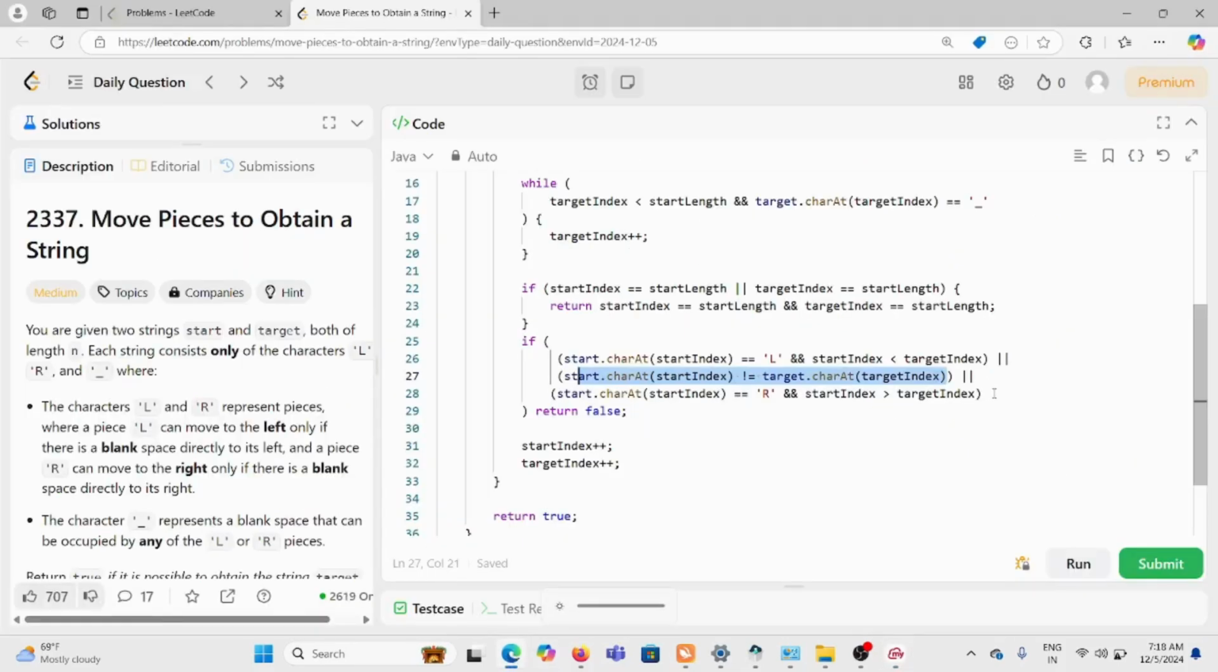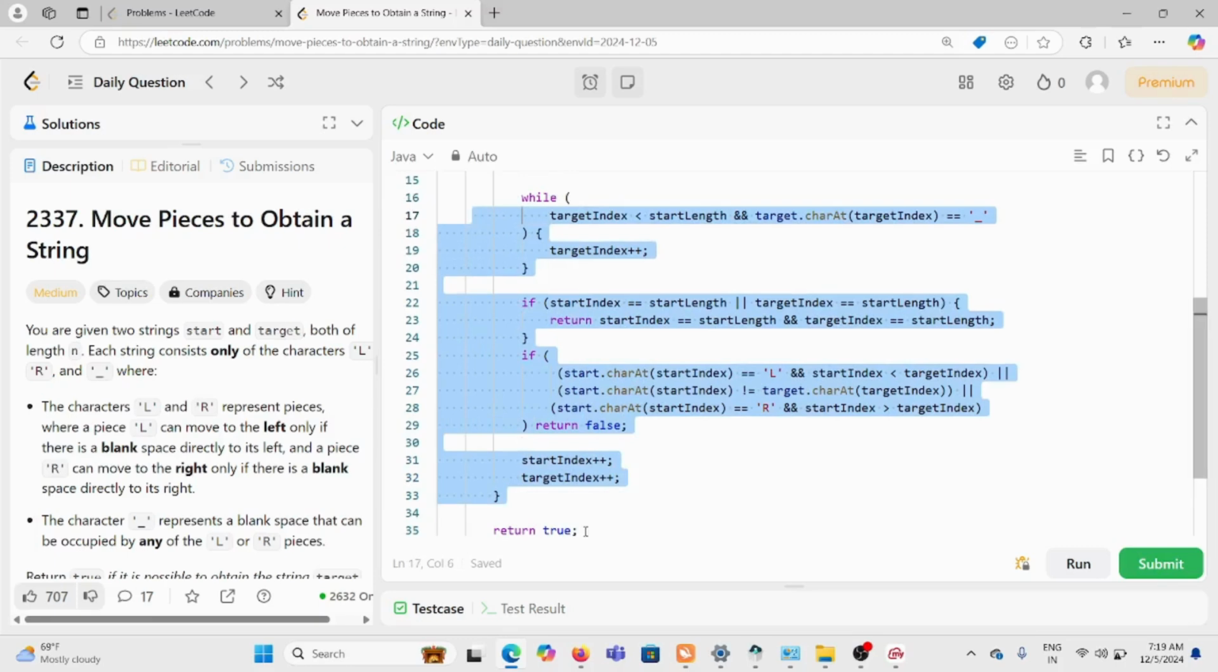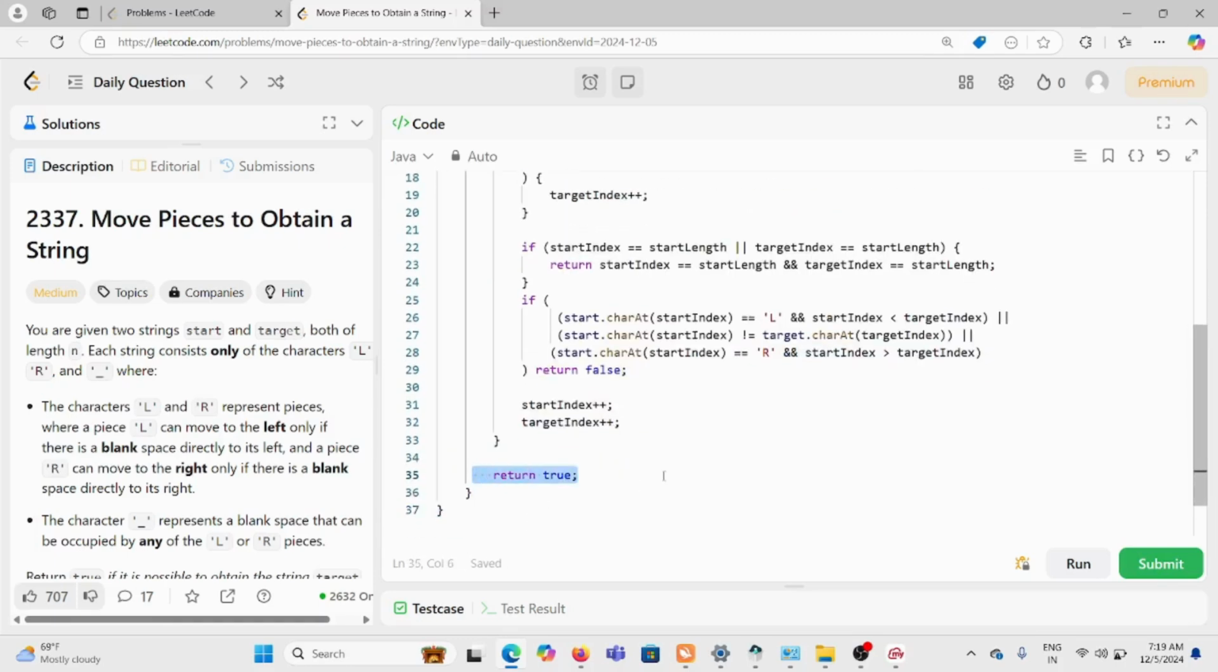One more condition is that if at the start index it is R, but this index is greater than the corresponding target index even when both of them are R, then this would also be a condition for false. So if we find these three conditions, we have to return false, and we keep on increasing our start index and target index. If we are not falling into any of these false conditions, we return true. So this is what we have to do.